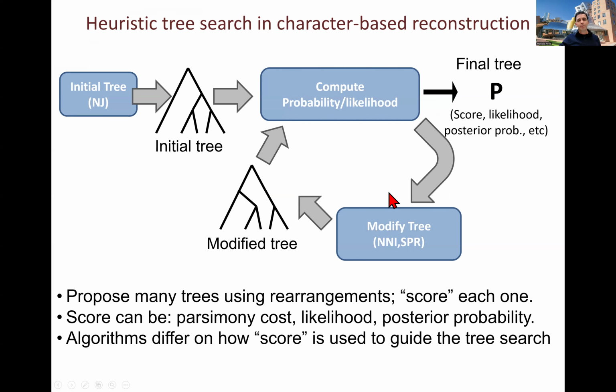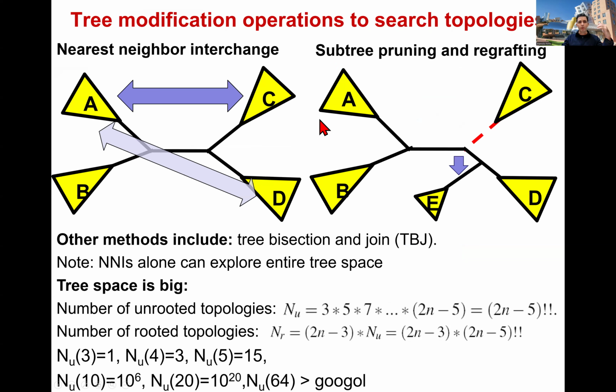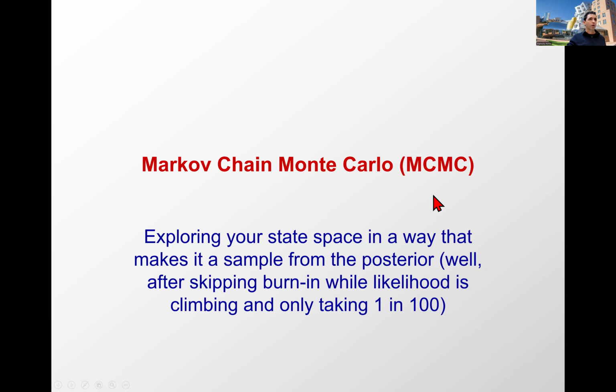If instead I keep it with some probability, that means that I might be able to get out of this local maximum, okay, and explore more of the space. Moreover, if I keep it with a probability that's exactly the difference in the likelihood ratio between the two trees, then I guarantee that I will be exploring my space according to the posterior probability distribution of all tree topologies. Okay? And that's what we call Markov chain Monte Carlo.